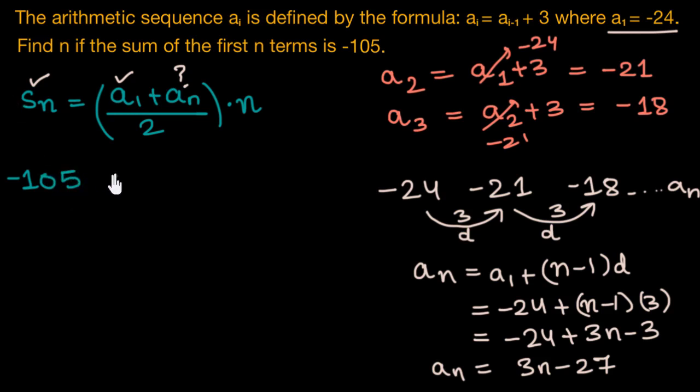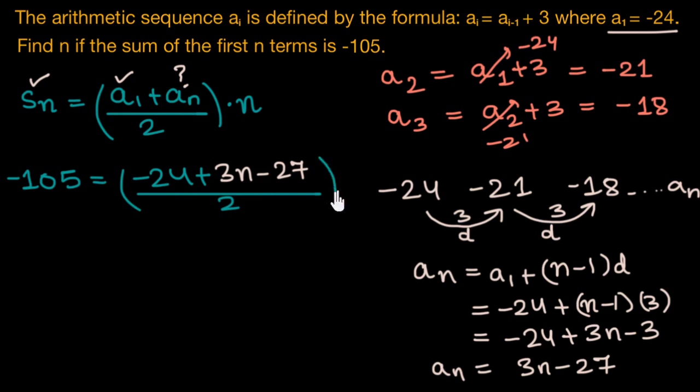I'll write that instead of Sn. And then a1 is negative 24. An is something that we just found out. I'll write 3n minus 27 as an, and this whole thing divided by 2 times n. Now we have an expression in which there's just one variable n. So let's go ahead and simplify this whole thing.